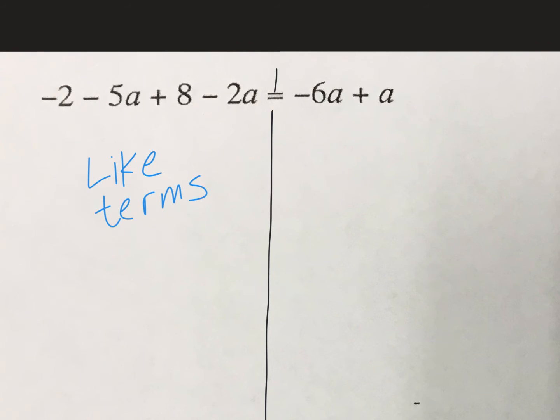And for the same reason, negative 2 and positive 8 are also both like terms because neither one of them has a variable. Numbers are always like terms. So since these are like terms, that means that we're able to combine them and make this equation a little bit less crazy, because right now there's a lot happening in this equation, right?